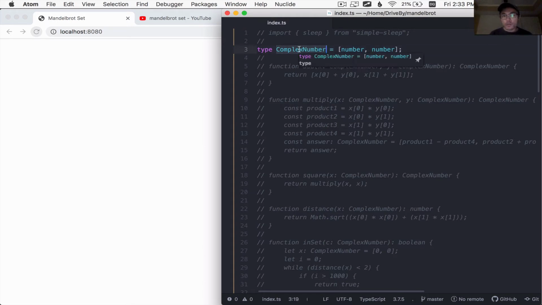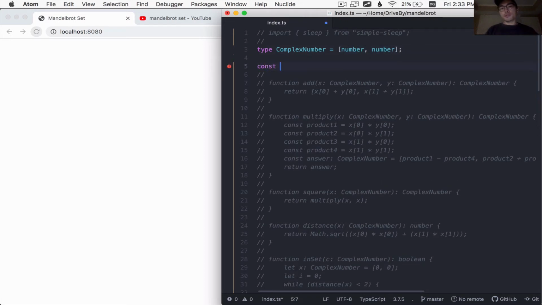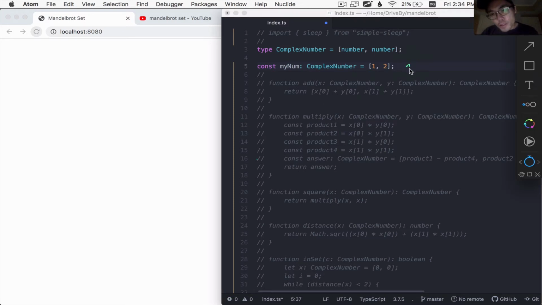So here I'm saying the way I'm representing a complex number is just as an array of 2 numbers. So I can make a constant, say my number, and I want to tell TypeScript that it's a complex number. And if I wrote 1, 2 like that, what I mean is this is a 1 plus 2i. Okay, and then in my program, I'm going to use this array of two numbers format to represent this complex number. So that's the first thing.